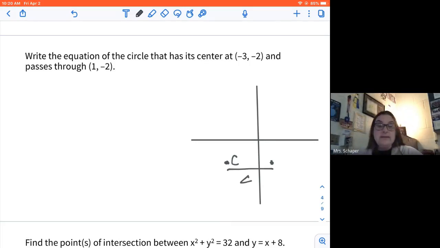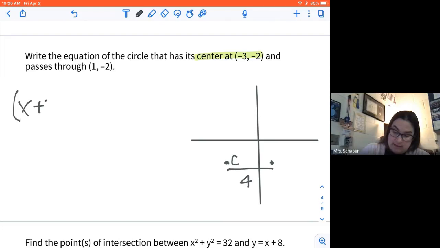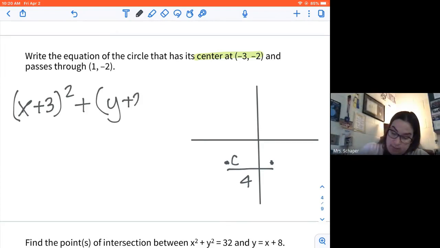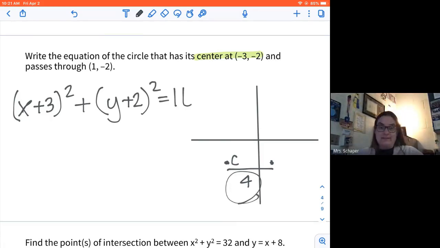This distance is 4. So when I write out my formula, the quantity x minus the x of the center, so it's x minus -3, which is x plus 3, and then plus y minus the center. So we've got y minus -2, which is y plus 2 squared, and it's equal to the radius squared, which is 16. All right, so you're filling in your value. Brand new formula, practice it, study it, review it. That's going to be important so that you can understand what we're doing.